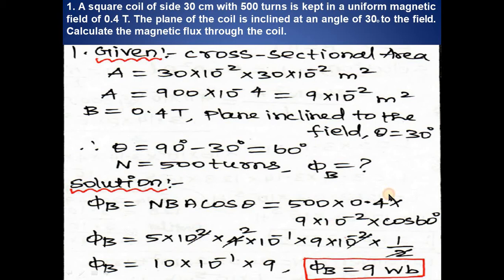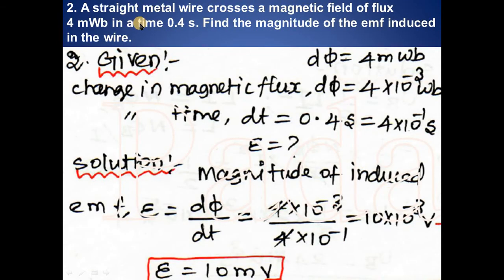Then the second problem: a straight metal wire crosses a magnetic field of flux 4 milliweber in a time of 0.4 seconds. Find the magnitude of the EMF induced in the wire.